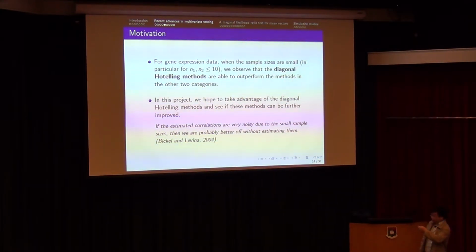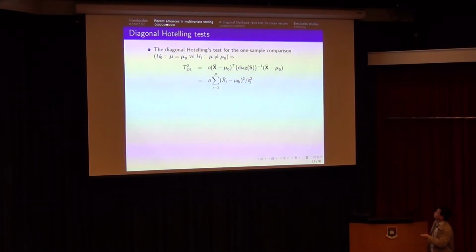And even based on some theoretical work, in statistics there are some well-known papers. They talk about the situation where, if the correlations are not very reliable, we had better not estimate them at all.